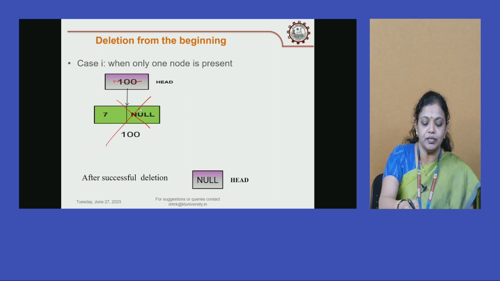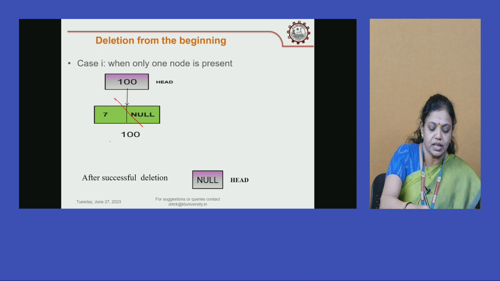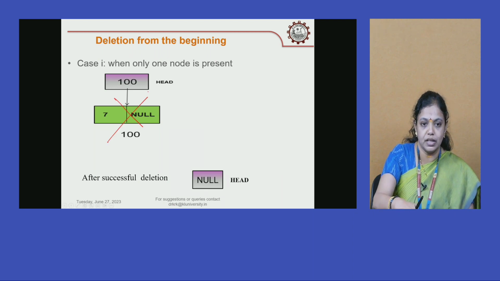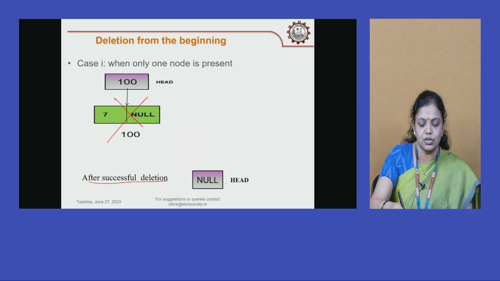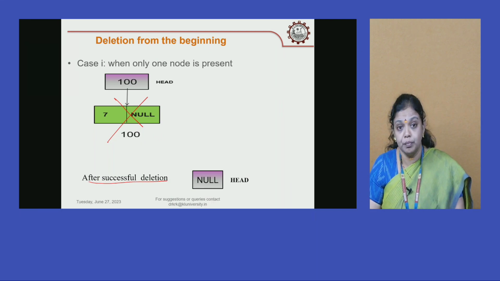What have I written here? When I am deleting the node at the beginning, but there is only one node available, and I delete this node too, this 100 will become invalid because this node is getting deleted. Once I delete this, after successful deletion, head becomes null. Am I right or not? So this is deletion from the beginning.